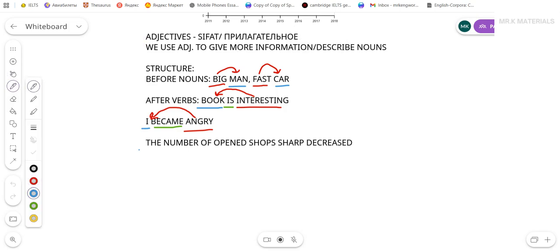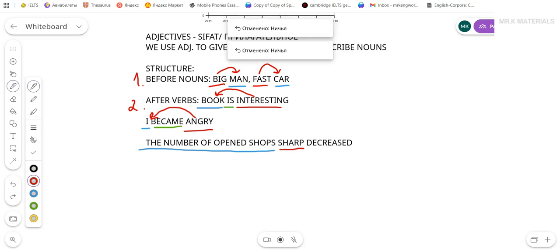We'll have the number of open shops, that's one noun or one subject. Then I have, for some reason, adjective. What? We don't have a case here where we use adjective after noun. We have only two cases. This is the first case, before noun, and after verbs. That's it. There's no other case here. So this is fully structurally wrong.